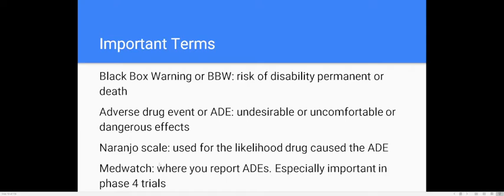MedWatch is important to know. This is where you actually report adverse drug events. And this is where, during phase 4 trials, a lot of people report the side effects, so they get a further idea of what the side effects of this medication are and the likelihood of them occurring. Because trials are only maybe 20,000 people or so. Then once you release the drug to the public, now you're getting millions of people taking the drug, which is like the phase 4 trials after its release. So reporting side effects to MedWatch is really important.